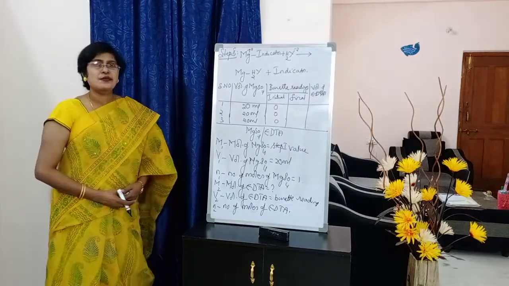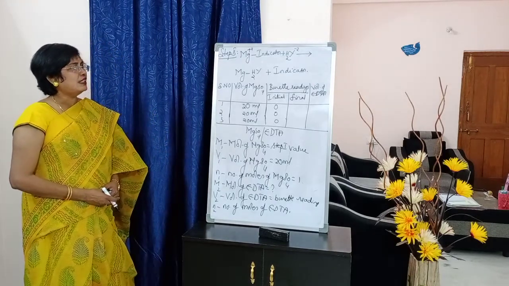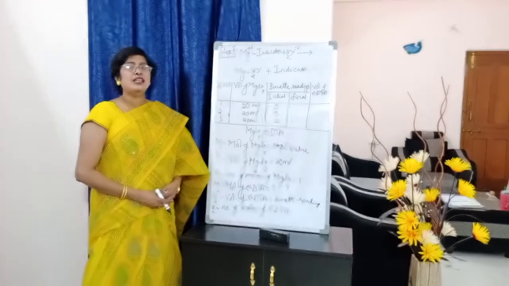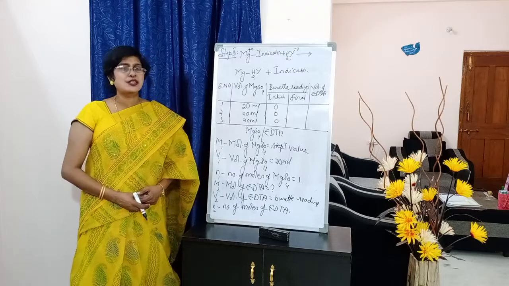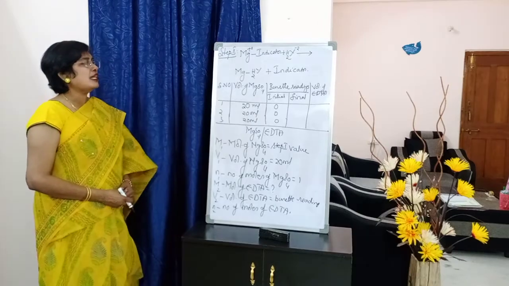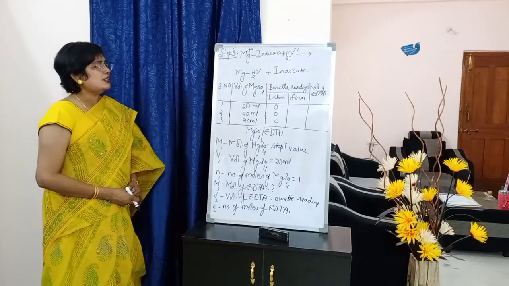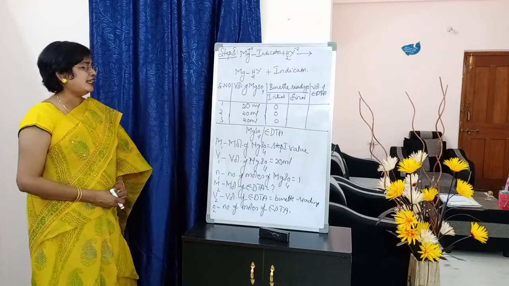Volume of MgSO4, we have taken 20 ml. So, 20, 20, 20. Burette readings, initial will be 0. Final will be the reading at which we get the end point, that is pink to blue, and final minus initial gives us volume of EDTA. Okay. So below the table, students, write down MgSO4 versus EDTA.